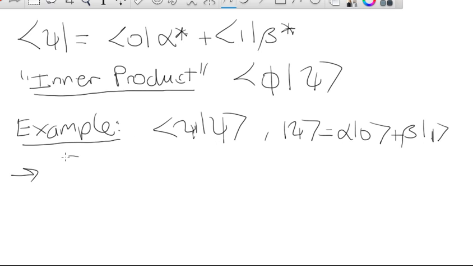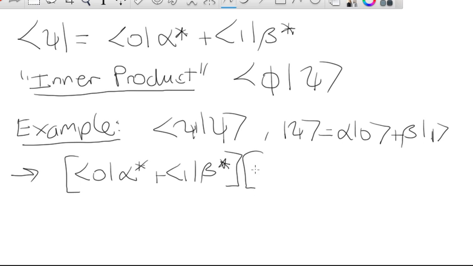Taking the bra at the top, let's put a bracket around it so we know what we're looking at. Plus bra 1 beta star. Now let's put in the ket psi here, which we've talked about, alpha 0 plus beta 1, like this. Now the next step is simply to think of it as multiplying through everything. We've got this term here, we multiply it by that, and we take the same term again, multiply it by this, take this, multiply it by that, and finally this multiplied by that. Okay, so let's do that.